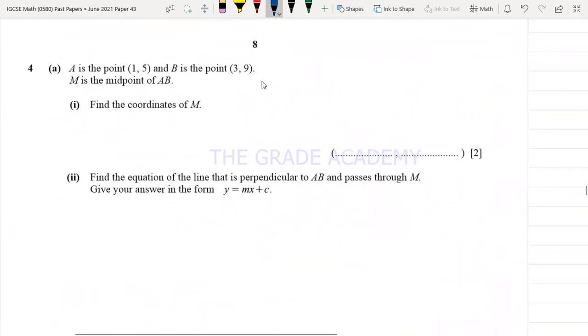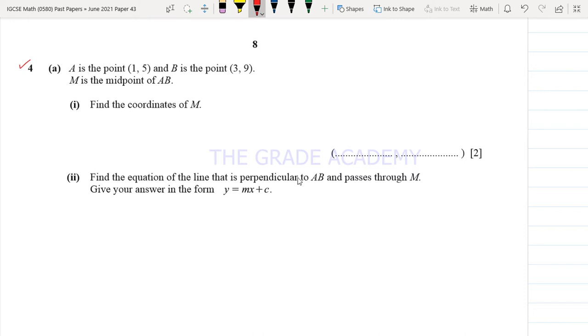So now we move on to the next question, which is question number 4. This question is based on the topic of coordinate geometry. A is the point (1, 5) and B is the point (3, 9). M is the midpoint of AB, the line connecting A and B. Find the coordinates of M.